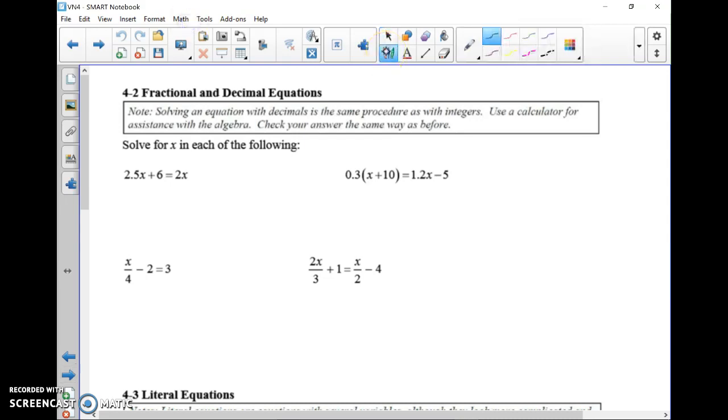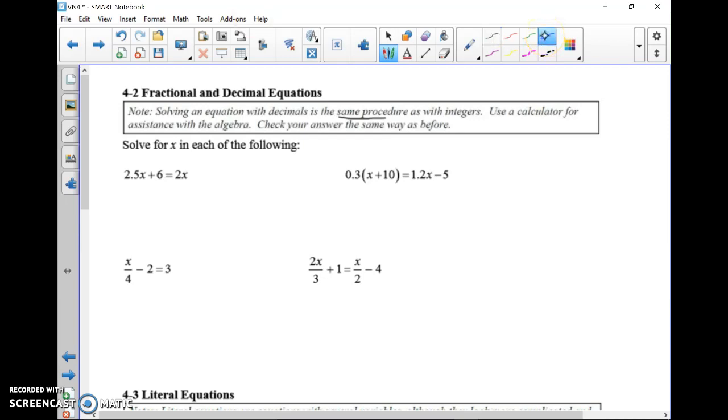As far as procedure goes for solving these equations, it's the same as solving the equations we were doing in the last video. You just have decimal numbers instead of whole numbers, but it's still the same exact procedure. You're trying to get x alone. You're going to do inverse operations to move things side to side, etc. So that's what this little note up here is saying, that it's just the same procedure. So don't make it any more complicated than it needs to be.